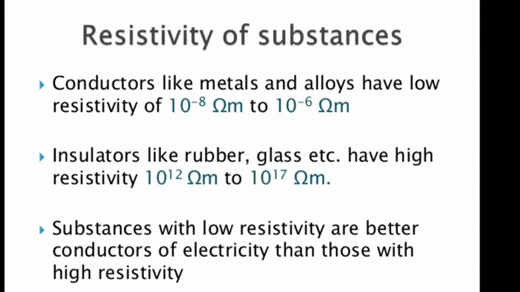So we know that some materials like conductors have a low resistivity, while insulators have high resistivity. So the substances having low resistivity are better conductors of electricity, while those with high resistivity are bad conductors of electricity.